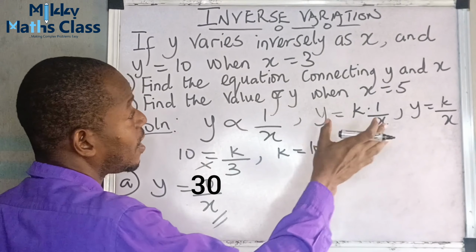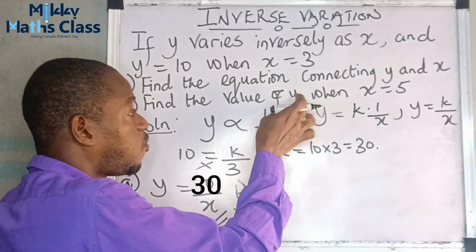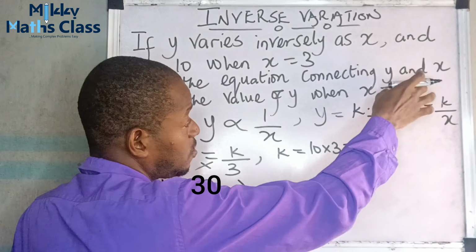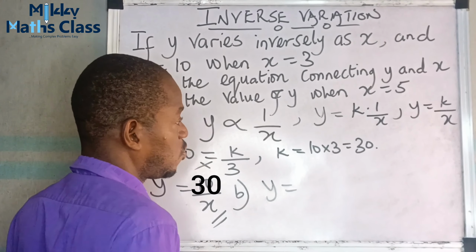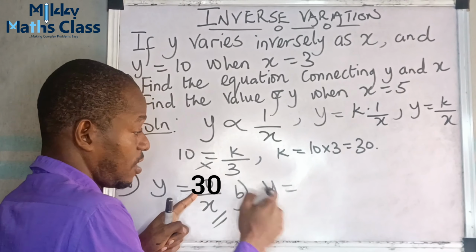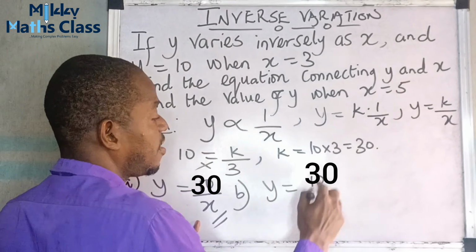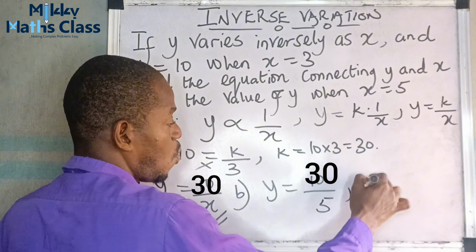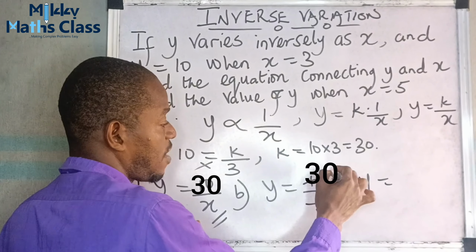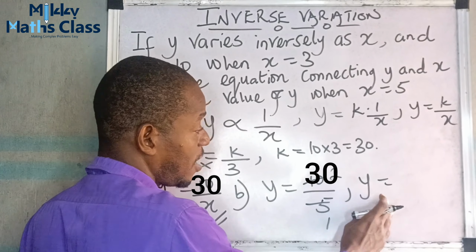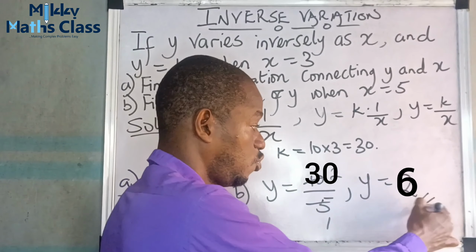So we have the b part. It says find the value of y when x equals 5. So we use that formula, y equals 30 over x, and our x is 5. So our y will be equal to 30 divided by 5, that's 6. So our y equals 6. So when x is 5, y is equal to 6.